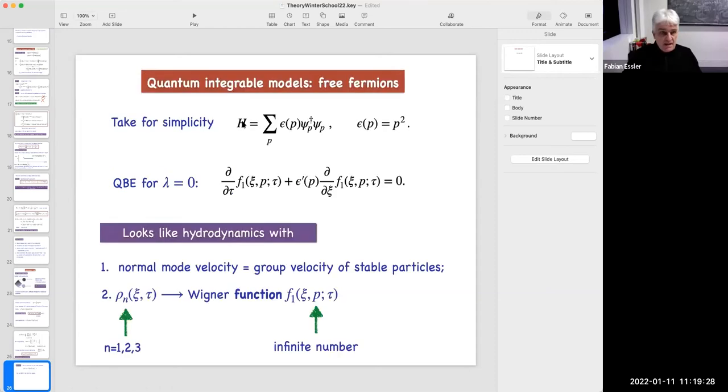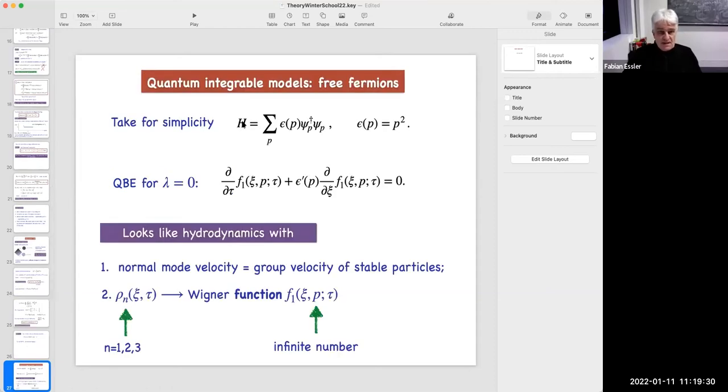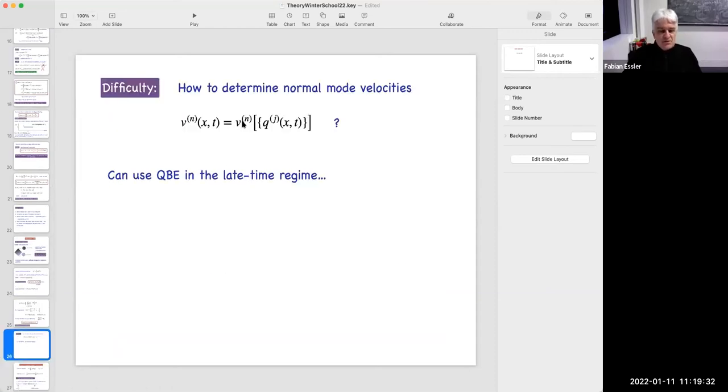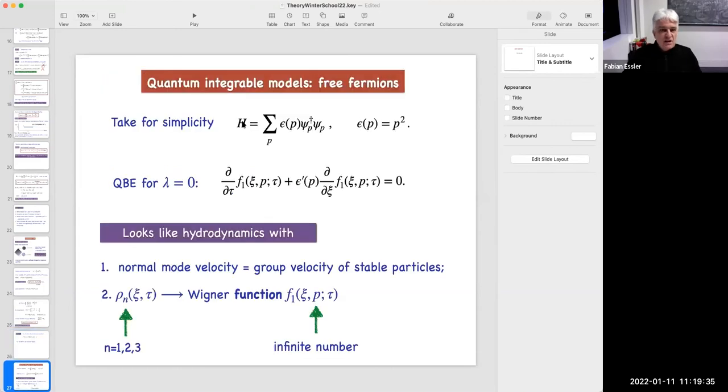So let's see. Right. Okay, so this is what happens in generic models. Now what happens in these integrable models is very different. And so let me, in the remaining 10 minutes or so, explain a little bit what happens there. For simplicity, let's just look at free fermions, which is the simplest integrable Hamiltonian. And let's also take the dispersion of these free fermions just to be p squared.